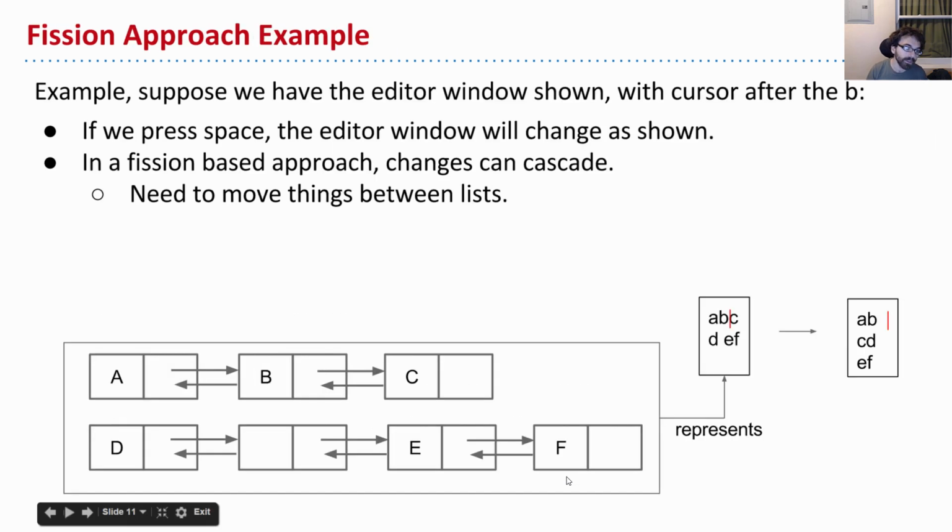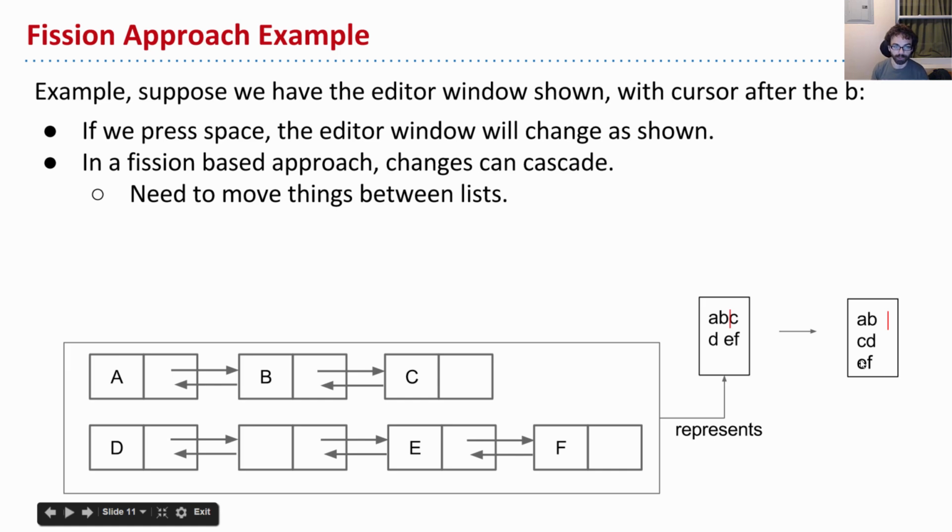Now, since the fission approach is appealing, let's discuss some of the pitfalls that you might run into. Suppose we have the editor window as shown, A, B, C, D space E, F, where the cursor is between B and C. In the fission approach, we have two different lists. One has A, B, C, because that's the first line, and the other has D space E, F. So this data structure represents this window buffer. If we press space, this is going to push CD to the next line, and then there's not enough room here, so EF gets pushed to the next line.